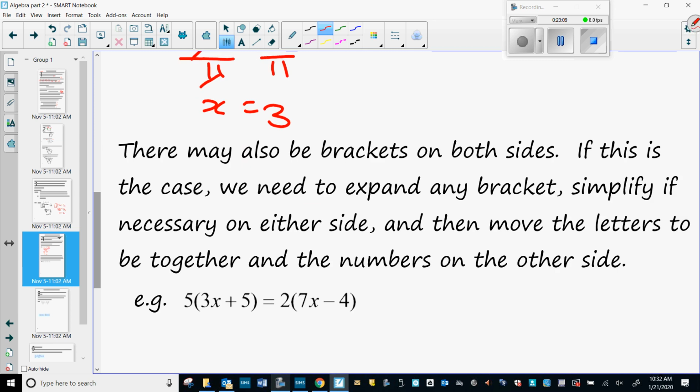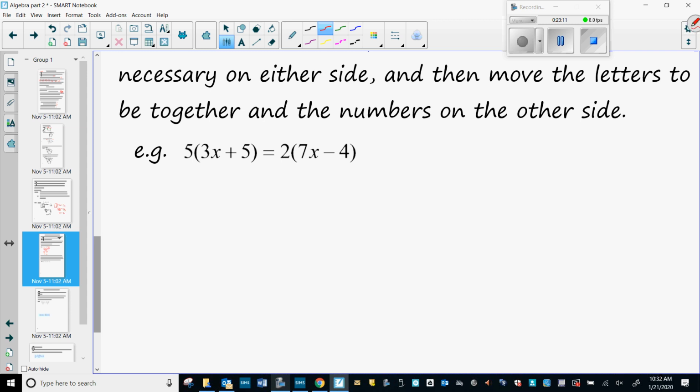Sometimes we have brackets on both sides. As in the question before with our brackets, we had to get rid of them. What's the process called to get rid of brackets? Expanding, good. So we're going to have 15x plus 25 is equal to 14x subtract 8.